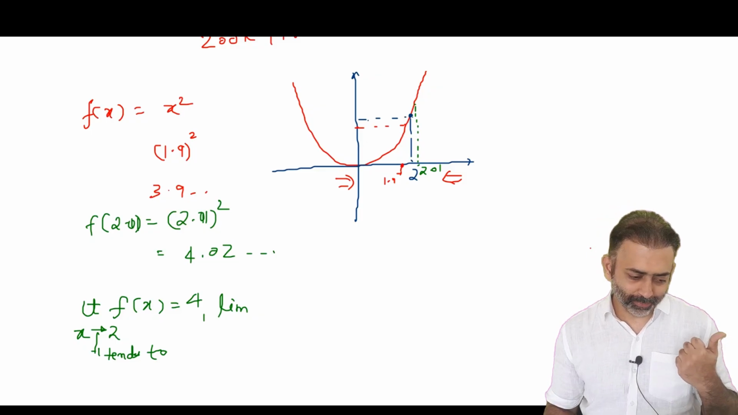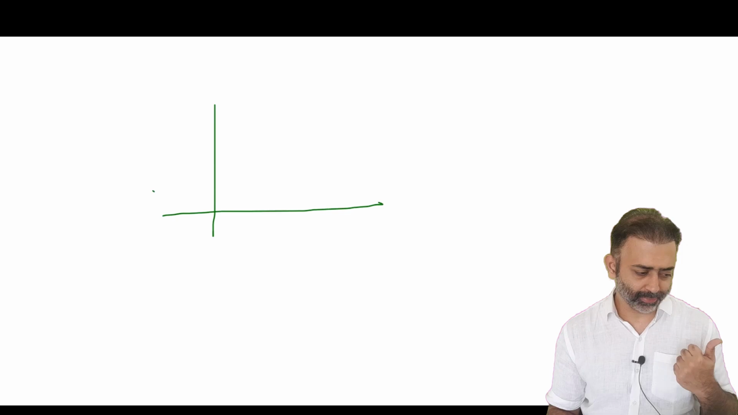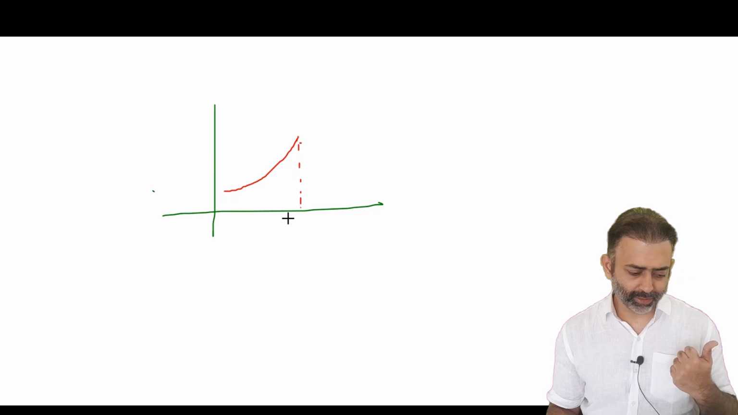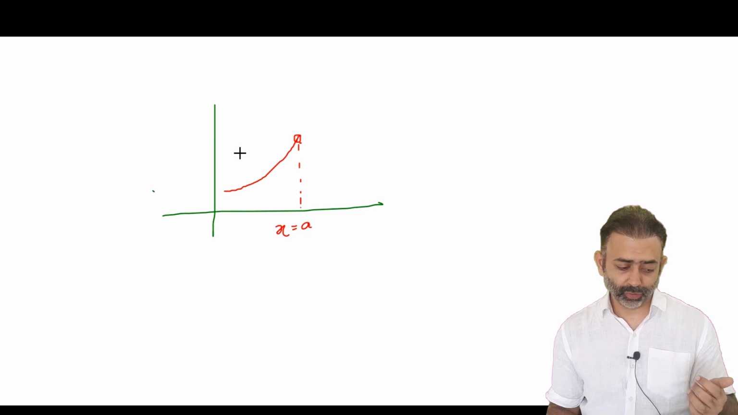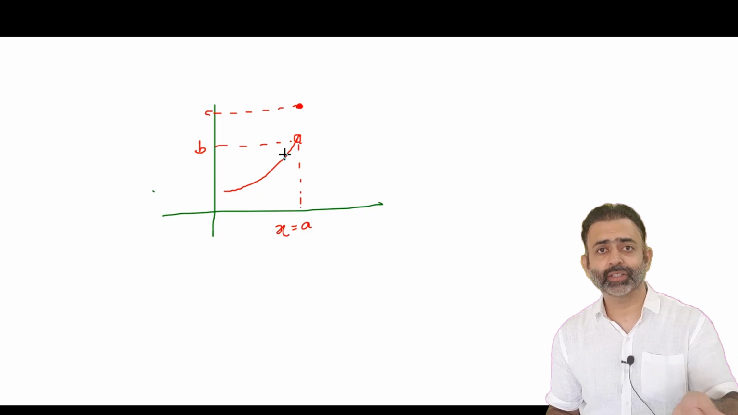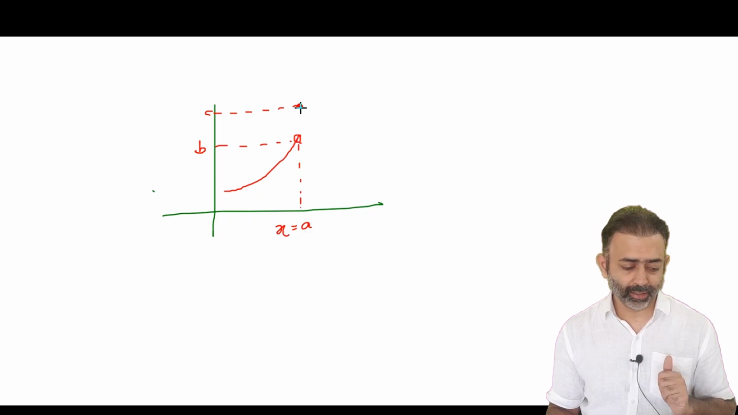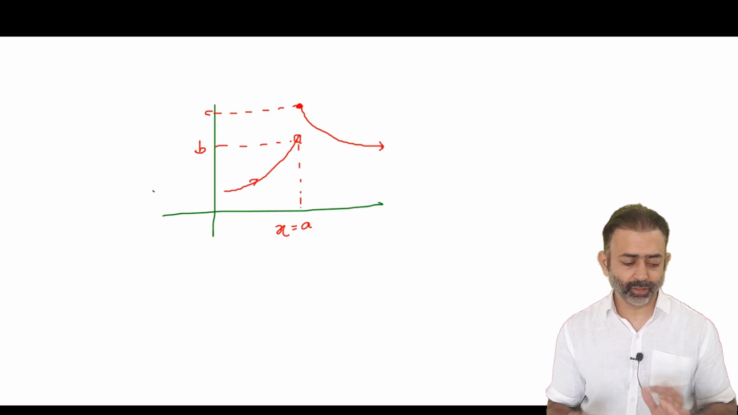Okay, so I give you another example. Let us say that the graph of a function is something like this. It is increasing like this, and then at x equal to a, let us say this point is a, this is f(x), and it comes out to be an open circle. I mean the value of the function at x equal to a is not b, but it is at c. Just after x equal to a, the function is decreasing. Okay, so this is the graph of the function.